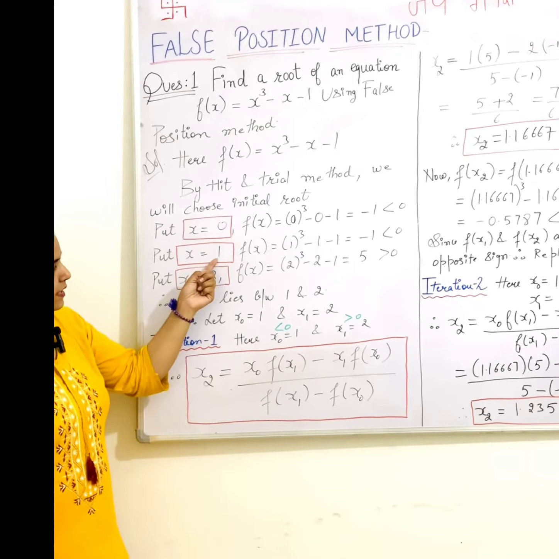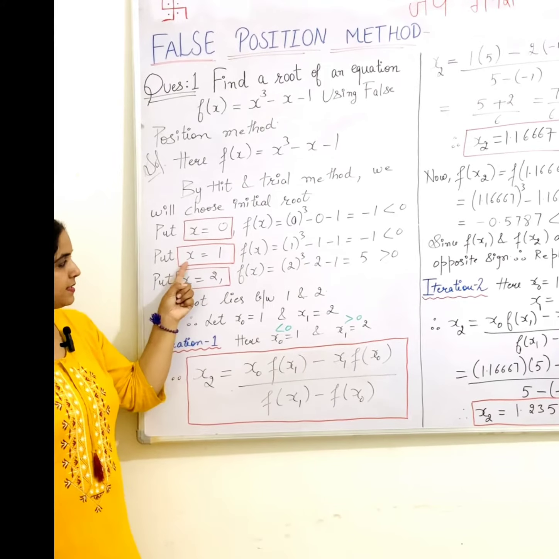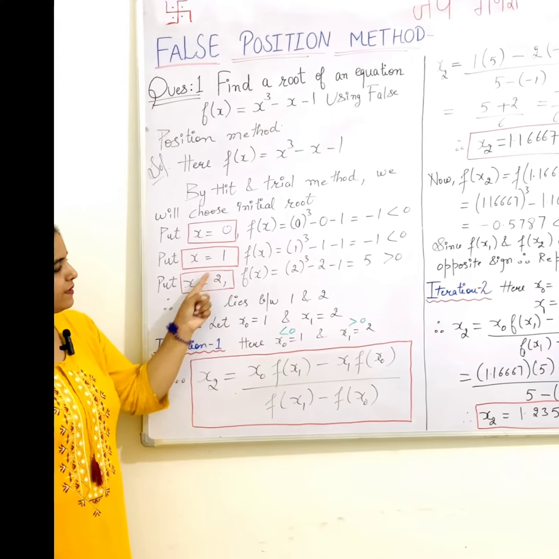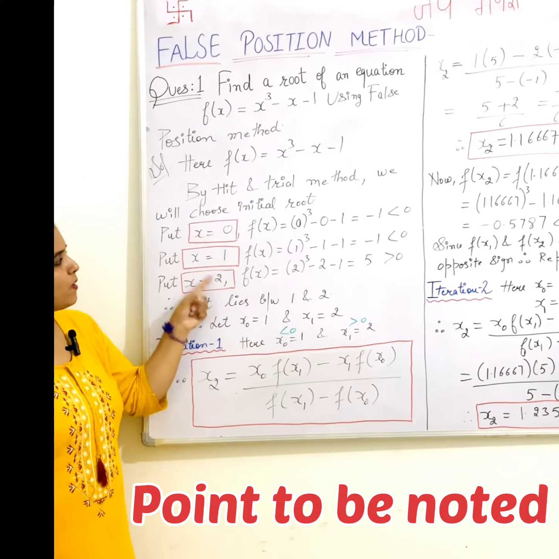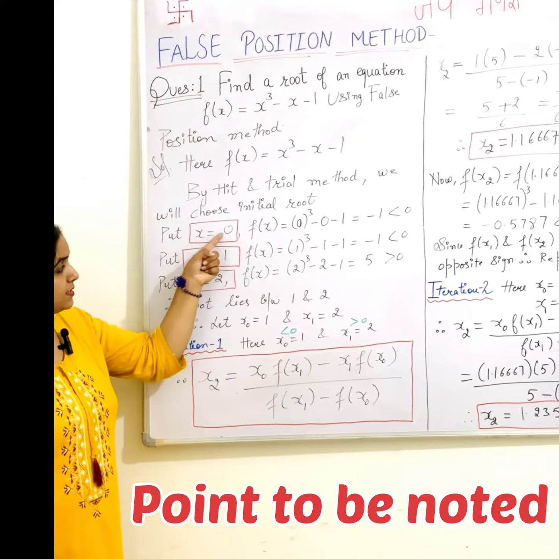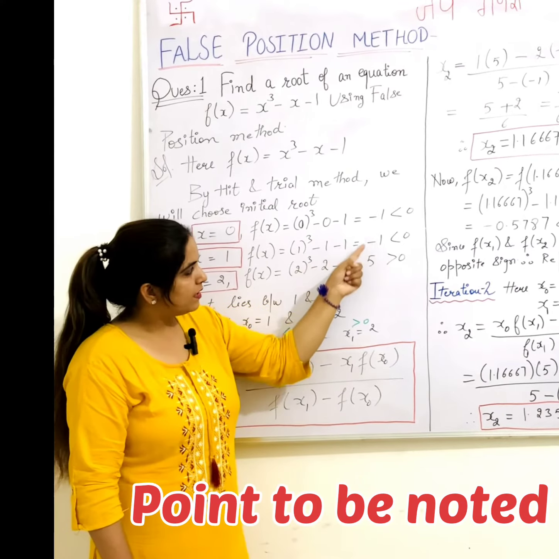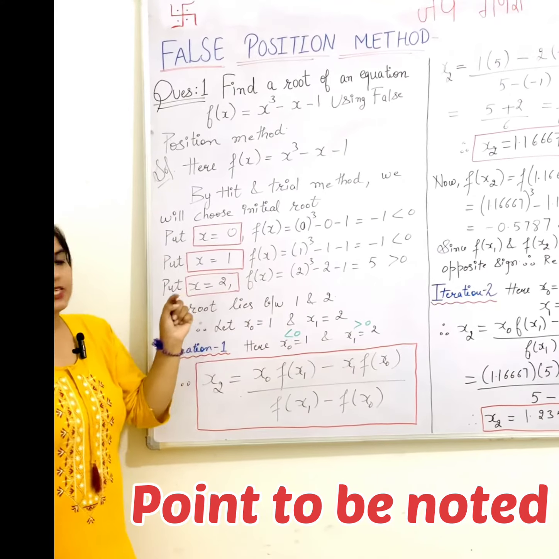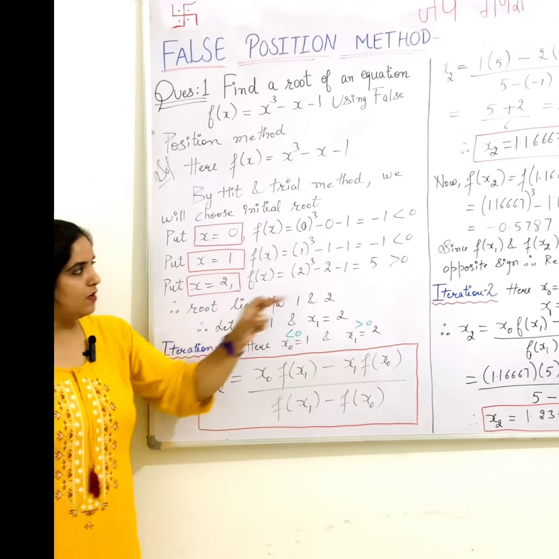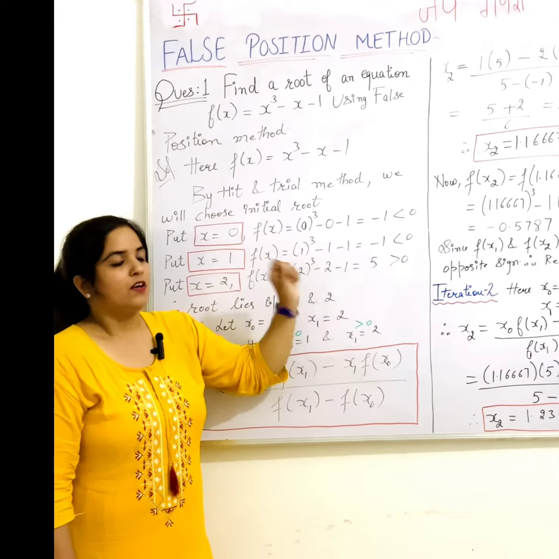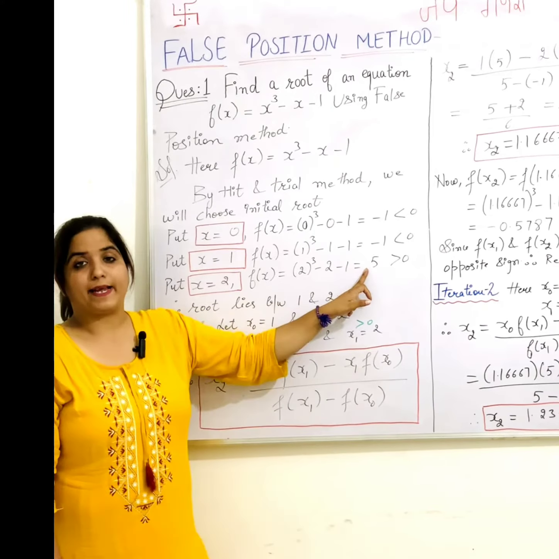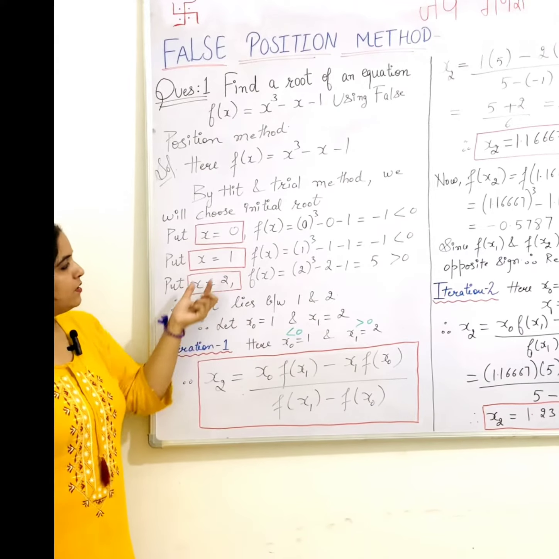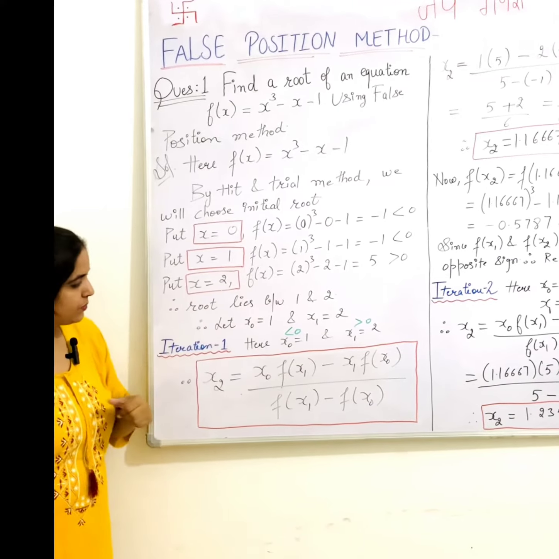So we have 2 initial roots. How? One root is 1, that is, x equals 1 is already written, and x equals 2. Why have we chosen these two? Why not 0 and 1? Because 0 and 1 are both giving negative answers. We can choose only those values which are giving different signs. One is negative, another is positive. So that is the way to choose the initial roots.